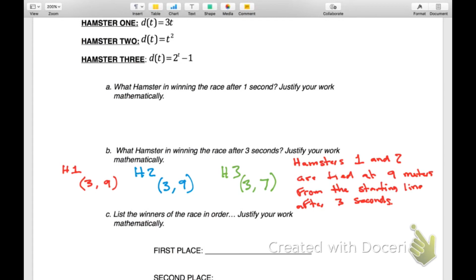Okay. Now part C: list the winners of the race in order and justify your work mathematically. So remember that in order to win this race, the hamster has to go 15 meters. Again, the x-axis stands for seconds, the y-axis stands for meters. So we go to our graph and we want to find where y equals 15. We're going to start with hamster 1. For hamster 1, our y value is going to equal 15. Well, how many seconds did it take him? So we've got to find the x value there.